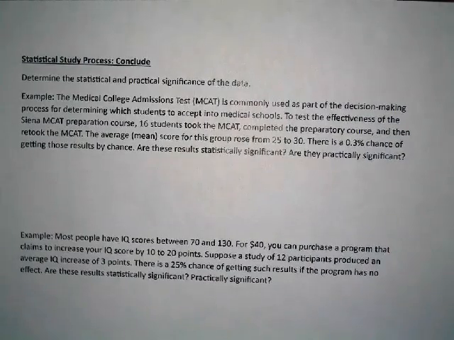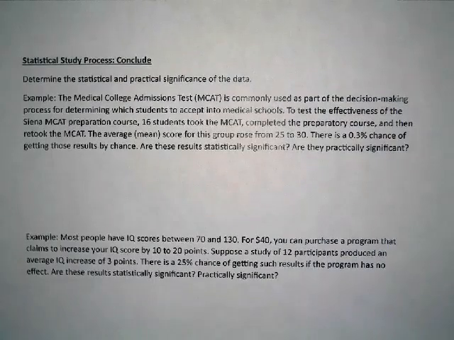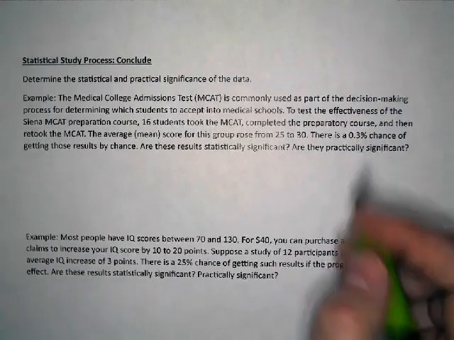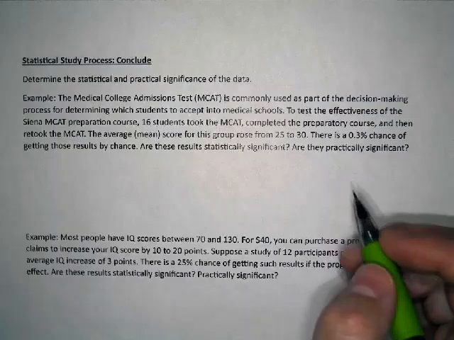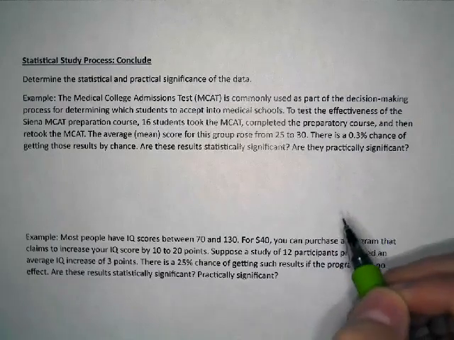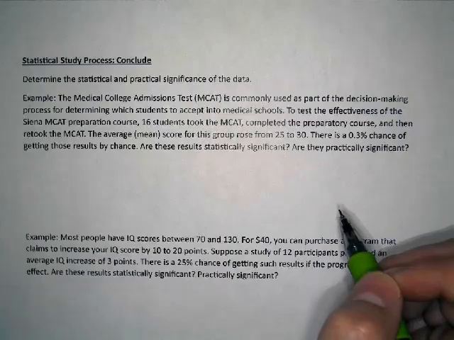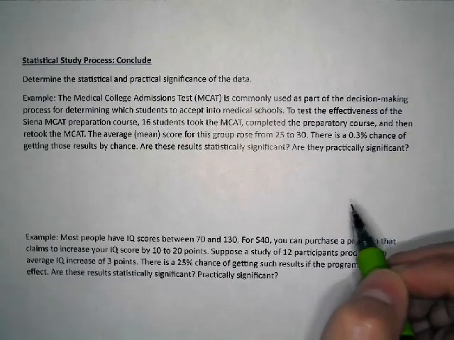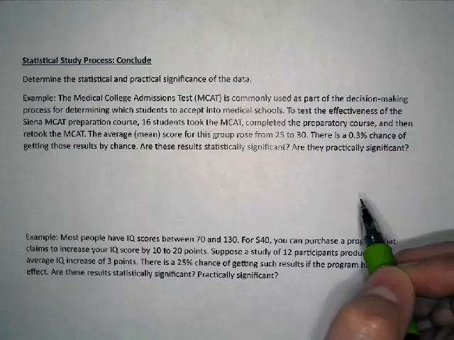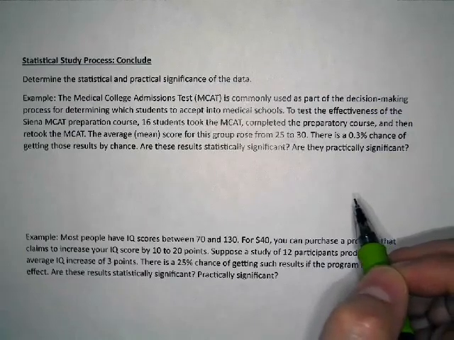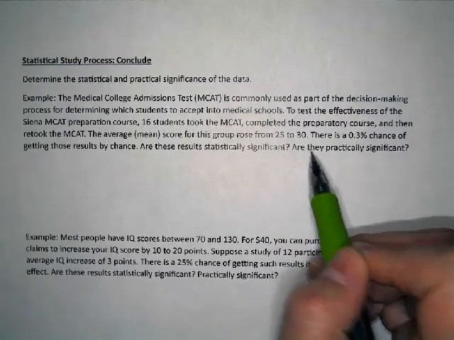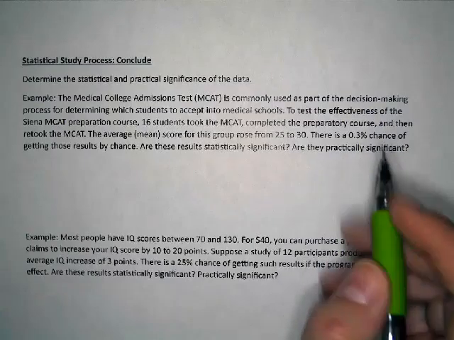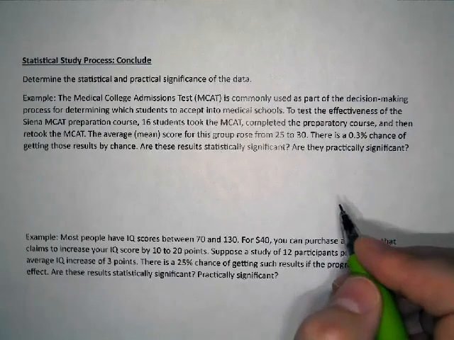First, the medical college admissions test, the MCAT, is commonly used as a part of the decision-making process for determining which students to accept into medical schools. To test the effectiveness of the Siena MCAT preparation course, 16 students took the MCAT, completed the preparatory course, and then retook the MCAT. The average, the mean, score for this group rose from 25 to 30. There is a 0.3% chance of getting those results by chance. Are these results statistically significant and are they practically significant?